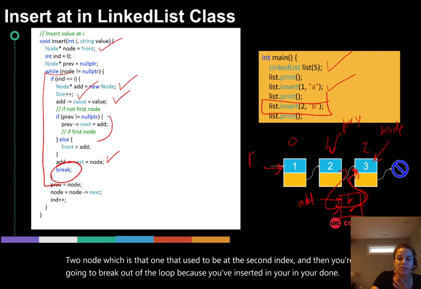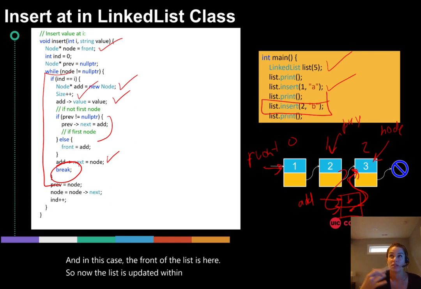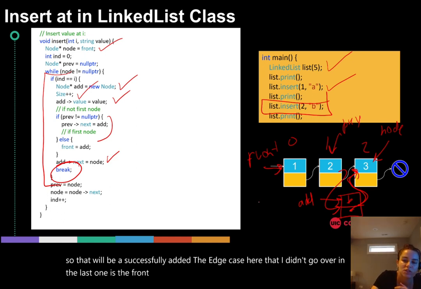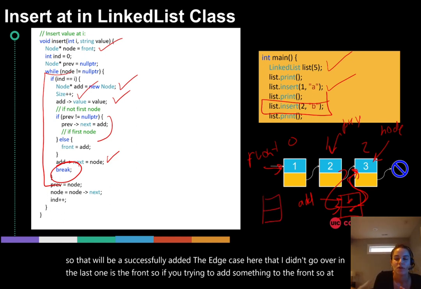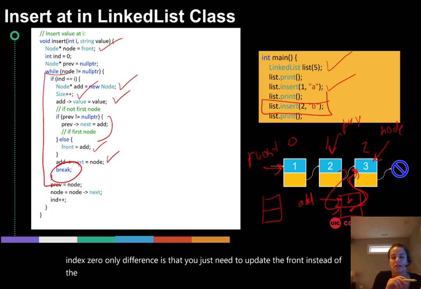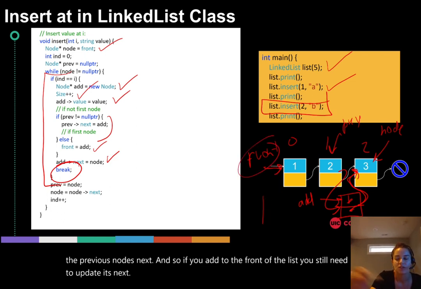And in this case, the front of the list is here. So now the list is updated within the instance of the class, and so that will be successfully added. The edge case here that I didn't go over in the last one is the front. If you're trying to add something to the front, so at index 0, the only difference is that you just need to update the front instead of the previous node's next. So if you add to the front of the list, you still need to update its next, but you also have to update that the front points to the new node.